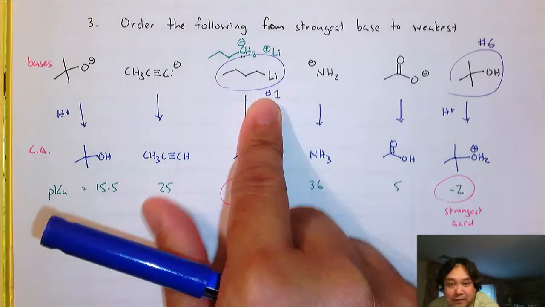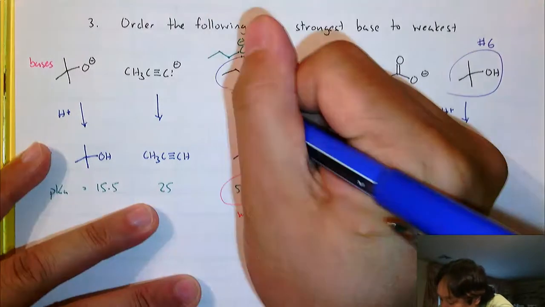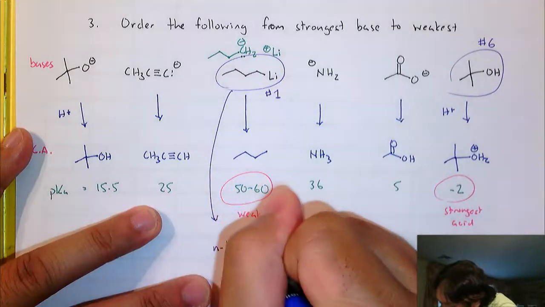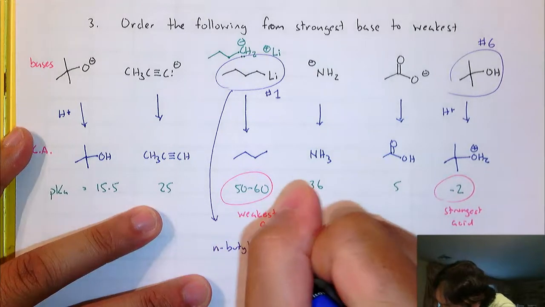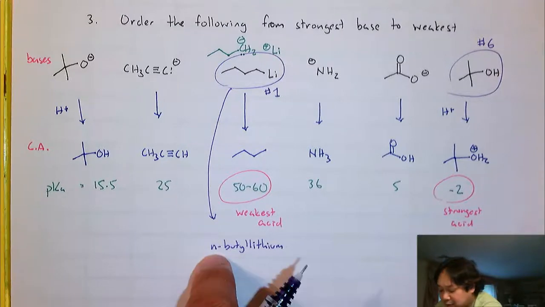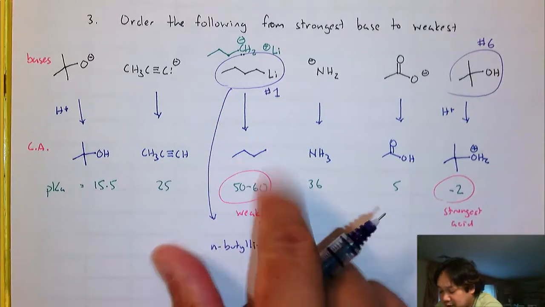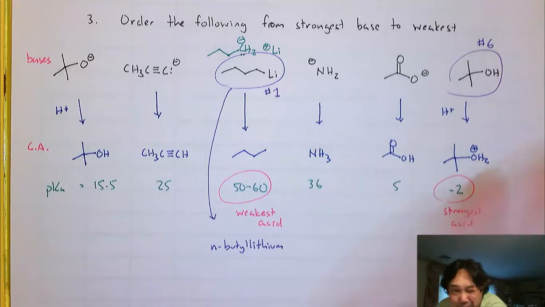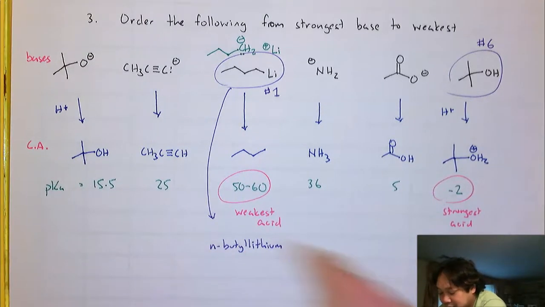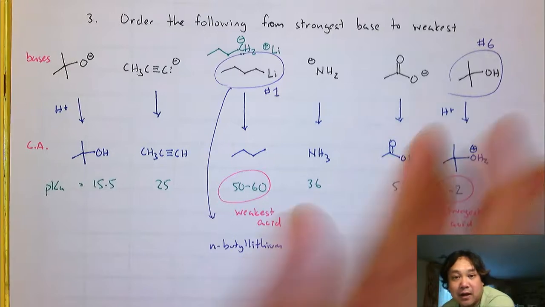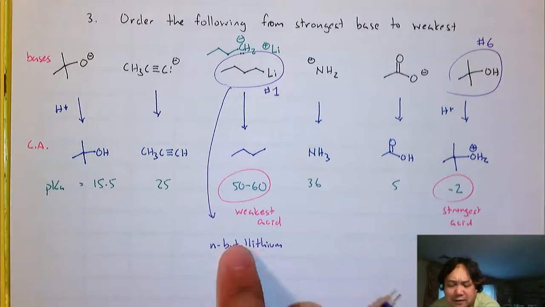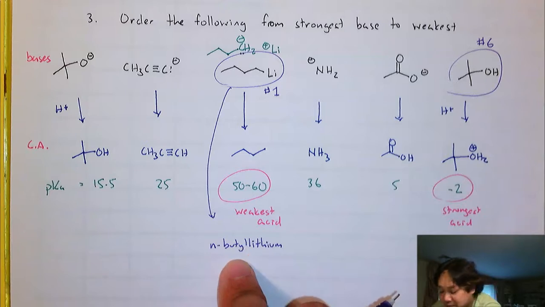Number 1. This is a popular base. This is called n-butyl lithium, all one word, no space. N stands for normal, meaning that you have the butyl, the 4 carbons in a row. It's not isobutyl, it's not sec-butyl, it's normal butyl, 4 in a row. That's a super strong base, and you'll see that a lot in organic too. You may actually even see it in the next unit, unit 9.